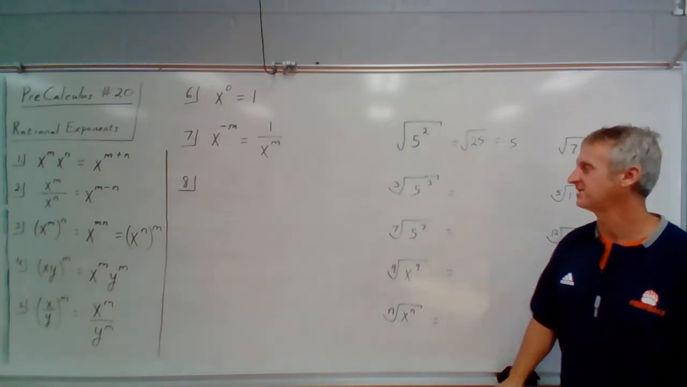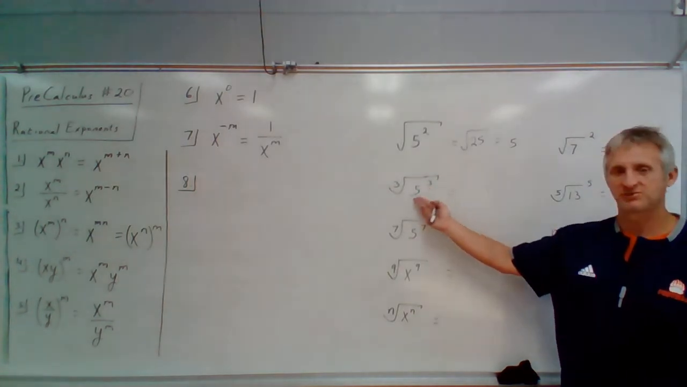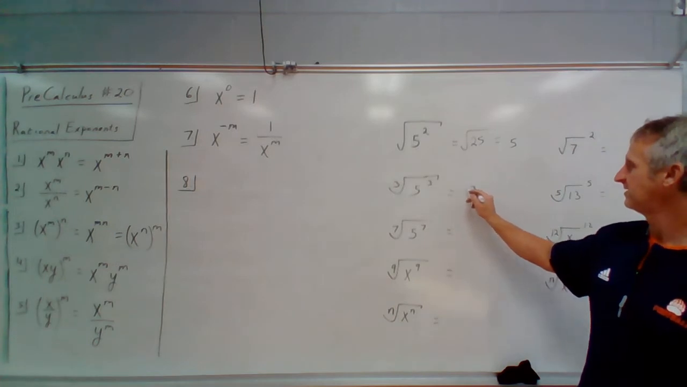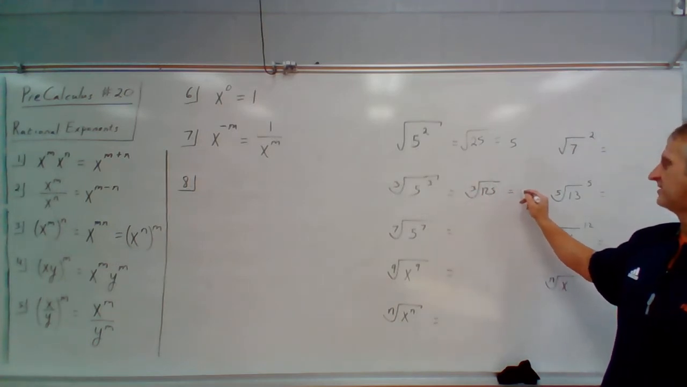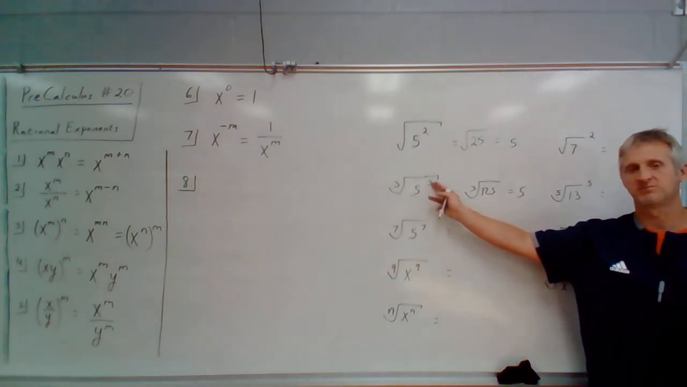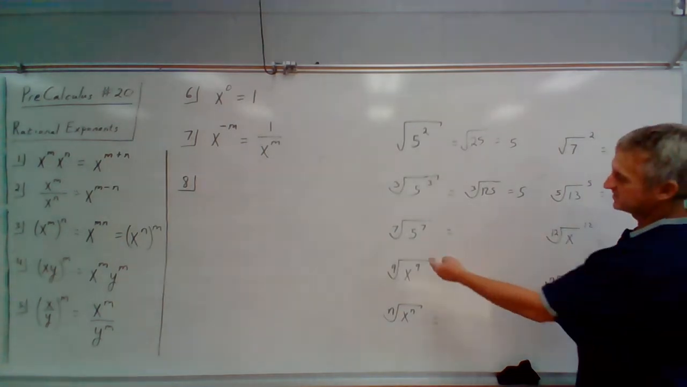Let's do this instead. The cube root of 5 to the third. Obviously, you know the answer should be 5, but let's work it all out. 5 to the third is 125, and the cube root of 125 is 5. So I get back where I started because raising something to the third and taking the cube root are inverse processes.